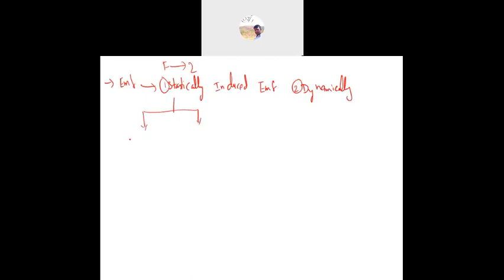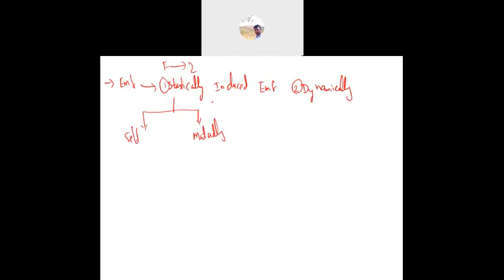So from Faraday's laws, there are two types of induced EMF. The first one is statically induced EMF, and the other type is dynamically induced EMF. In the statically induced EMF, there are two types: the first one is the self-induced EMF, and the second one is the mutually induced EMF. We'll talk about this one.